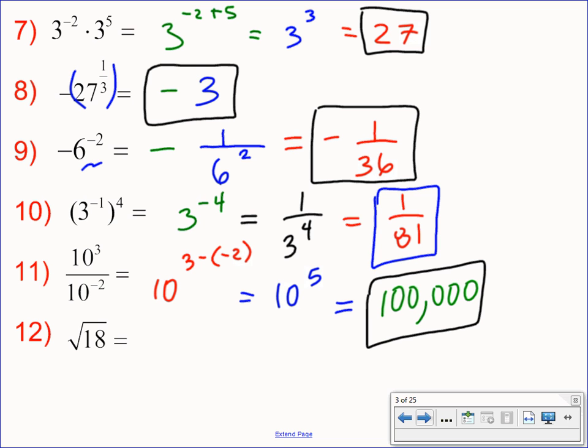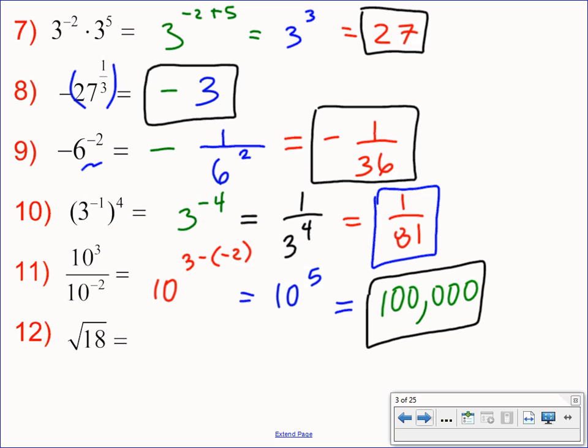Well, let's think of our perfect square factors. 1 squared is 1, right? 2 squared is 4. Does 4 divide evenly into 18? Is there a remainder? No. 3 squared is 9. Does 9 divide evenly into 18? Yes, and so 9 is going to be a perfect square factor that divides evenly. So I've got 1 squared is 1, 2 squared is 4, 3 squared is 9, 4 squared is 16, 5 squared is 25, 36, and so on.